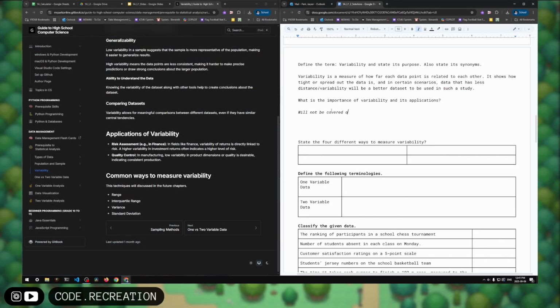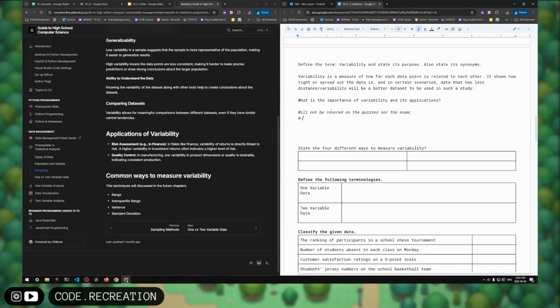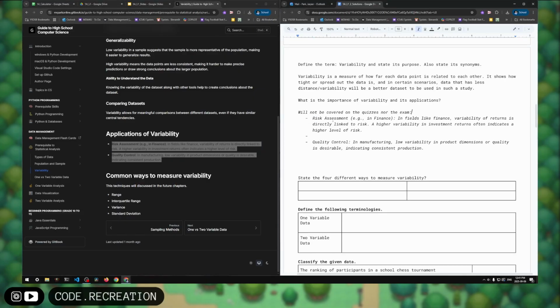This will not be covered on the quizzes nor the exam, but we can look at risk assessment and quality control. For example, in risk assessment, in fields like finance, variability of returns is directly linked to risk. The higher the variability of investment returns, the higher the level of risk. In quality control, like in manufacturing, low variability in products, or differences between products, dimensions, and quality, is desired, indicating consistent production. So there you go.